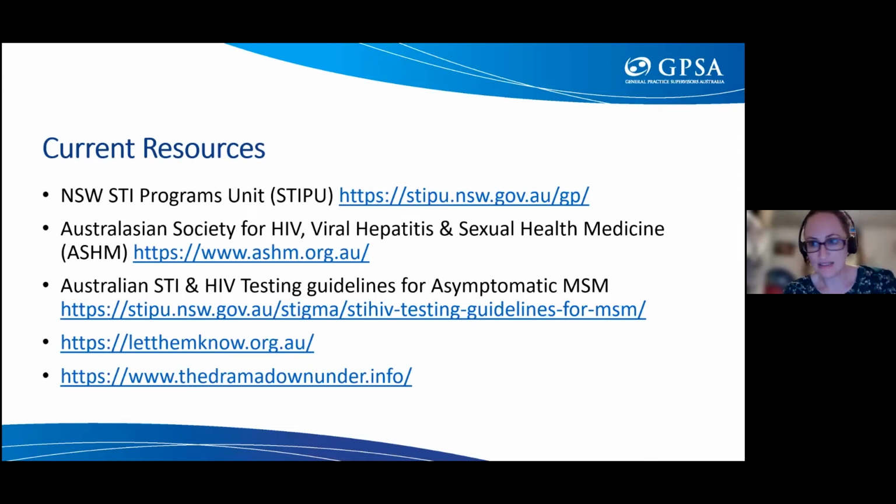And the last two on there are really good contact tracing tools. The first one, letthemknow.org.au, is a good one to use with your heterosexual patients who have an STI and need to contact trace. It's an anonymous way where you can just put in an email address or a mobile phone number, and it will send an anonymous message to someone saying, hey, you've had a chlamydia contact and you need to go and seek testing and treatment. And the one at the bottom there, Drama Down Under, is for men who have sex with men to be able to do their anonymous contact tracing. So those two slides are probably a really good toolkit to set your registrars up with so that they can be using the most up-to-date resources when they're offering STI consultations.